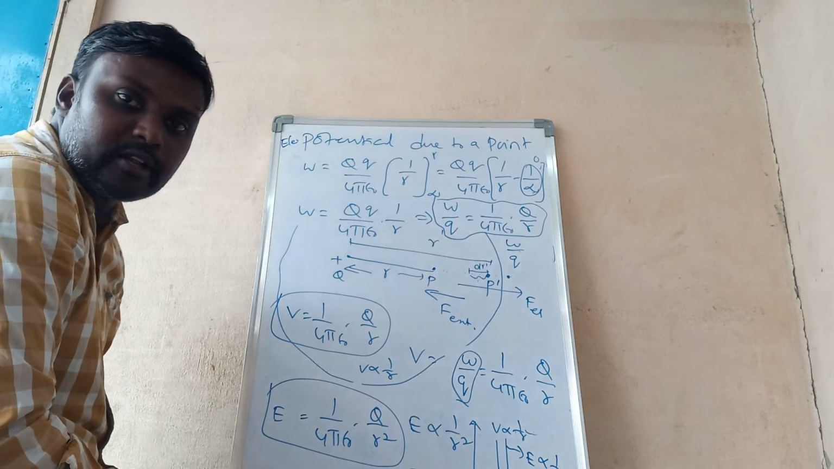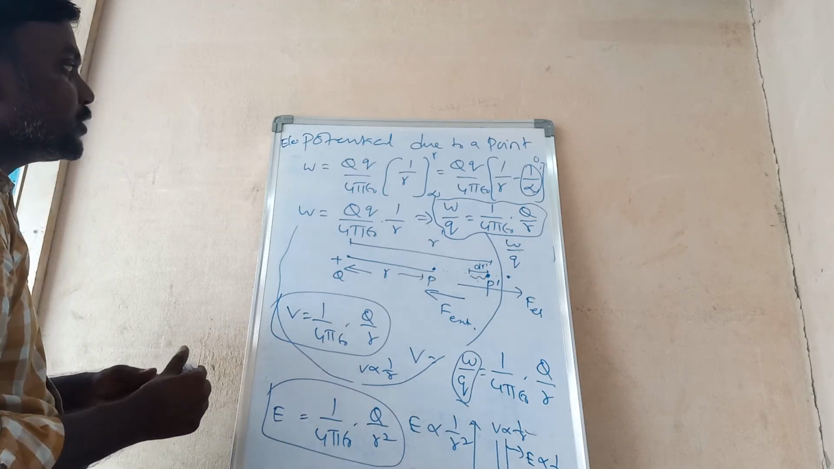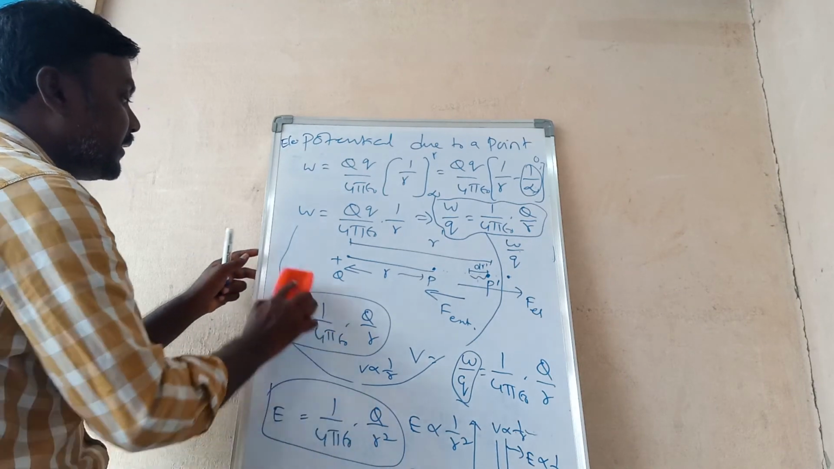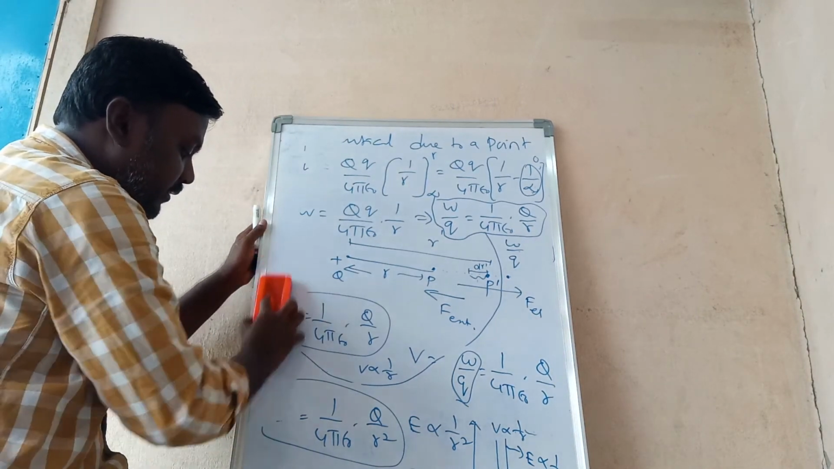And this is the electric potential due to a point charge. Next we are going to learn the electric potential due to an electric dipole. Today's class is somewhat lengthy, so it will take some more time.